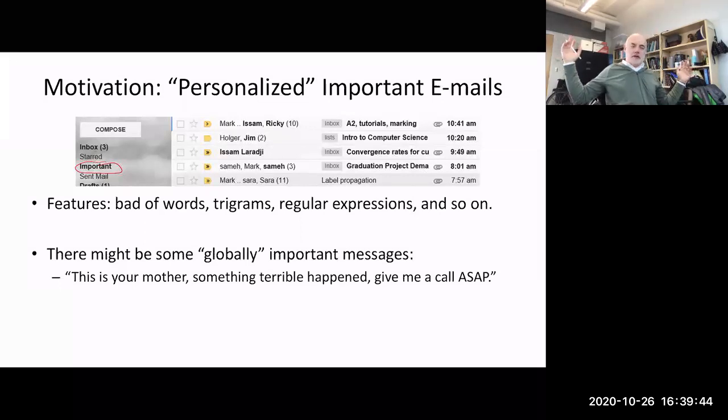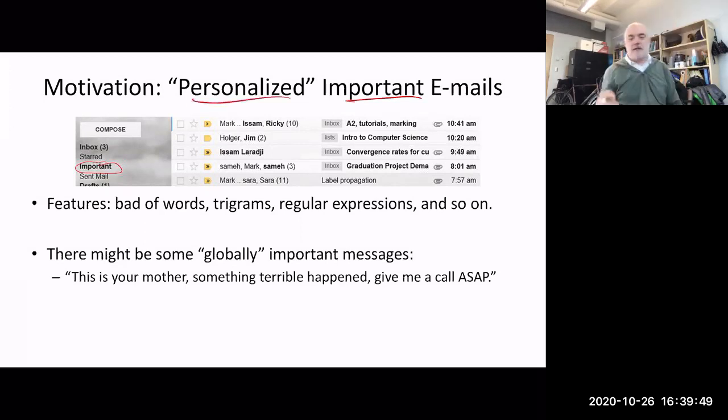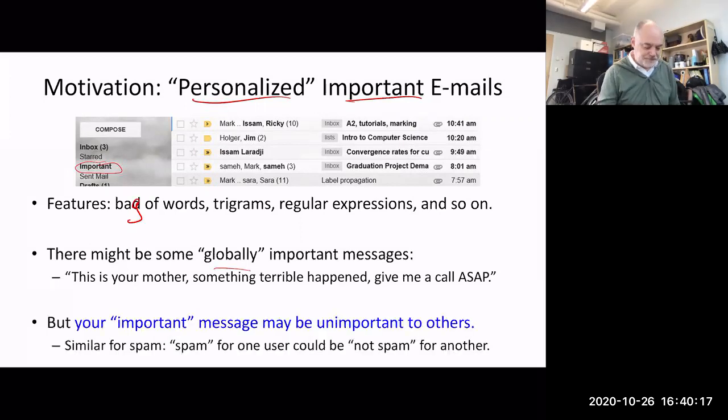We've been thinking about all these interesting problems, right? So we talked about the important email problem, but what about if we want to do personalization? So obviously, what is an important email to Payment is probably different than what's an important email to me, although 340 is going to be important to both of us. So we can use all kinds of features. Bag of words, trigrams, regular expressions, structural stuff about email, and so on. And what we agree about is that there's probably some globally important messages, like, this is your mother, something terrible happened, please call me right away. But again, Payment's important messages might be different than mine, it's similar to spam, right? So how do we do this?